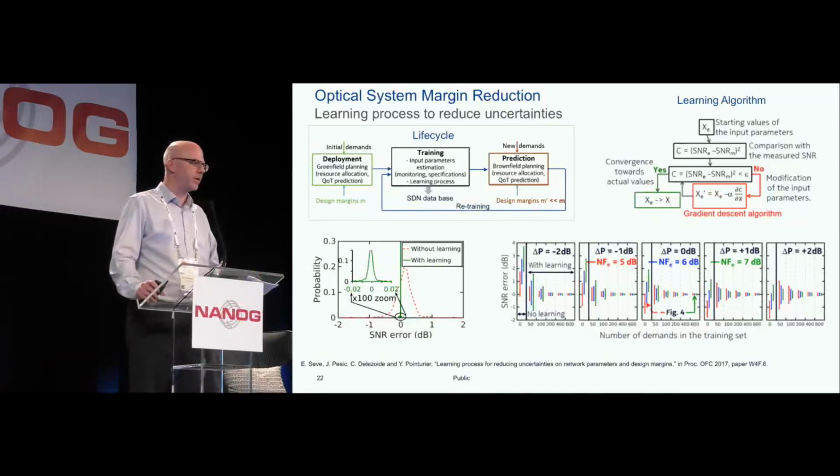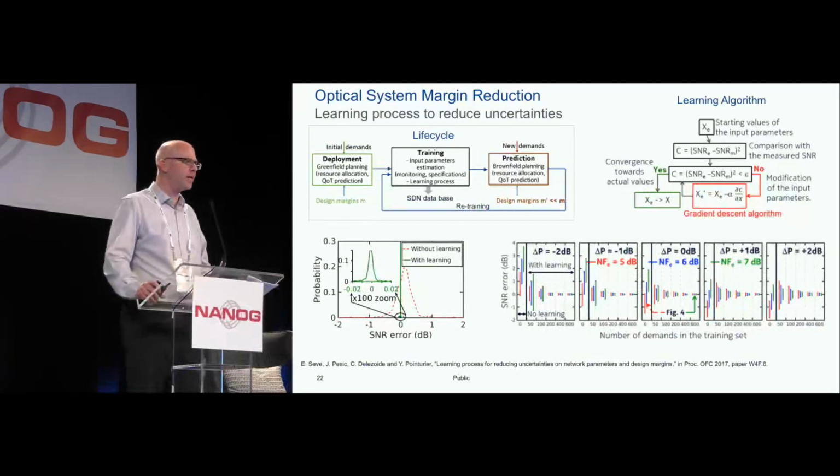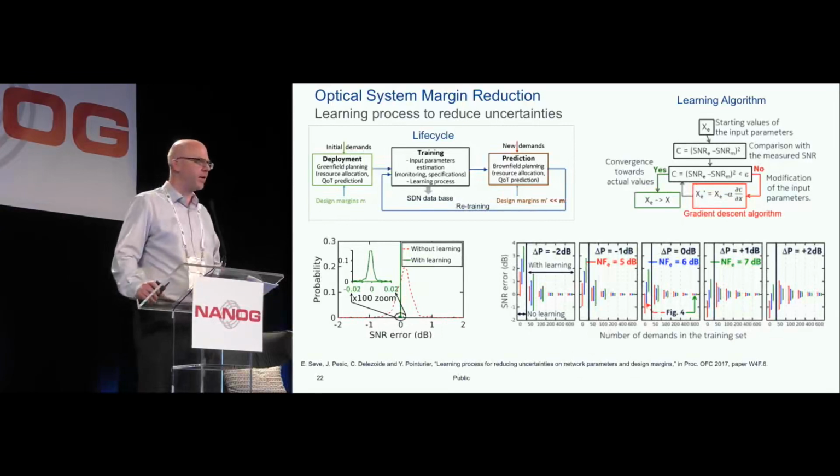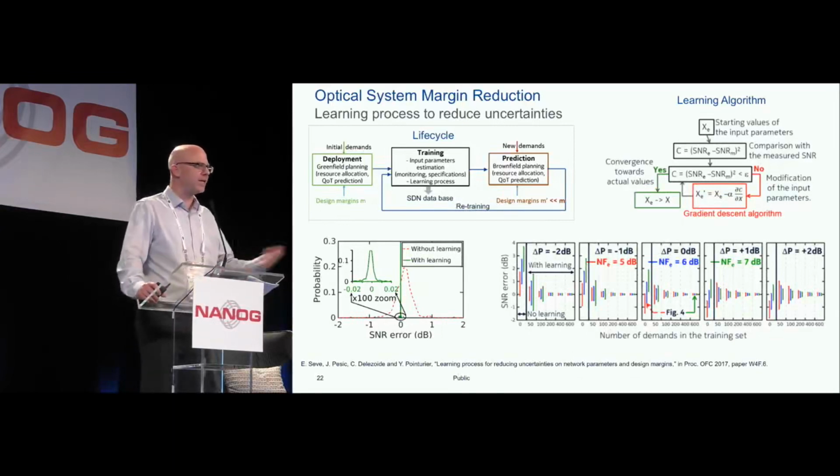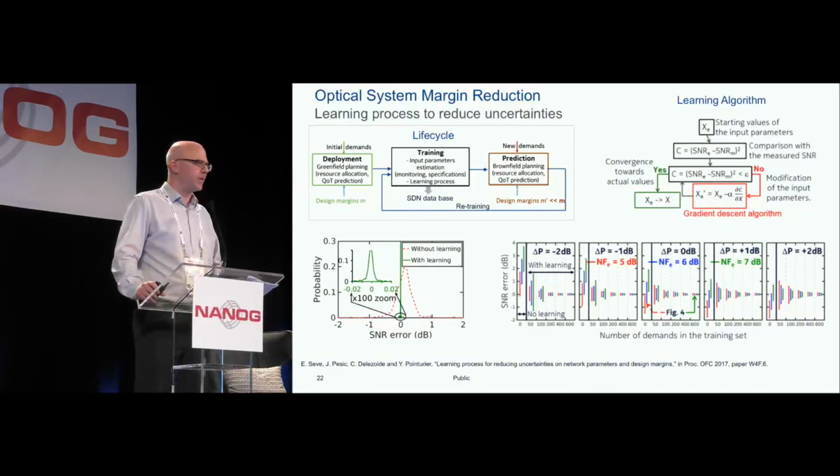The learning algorithm is shown in the upper right. Start with some values of the input parameters that you expect. Make a cost function, which is comparing the calculated signal to noise ratio versus the actual measured values that you get in the network. And now you can do a gradient descent algorithm as described earlier to modify those parameters. And when you find that it converges, you have a little error, that now you've got new values of the parameters, and subsequent demands coming in can now have much lower margin.